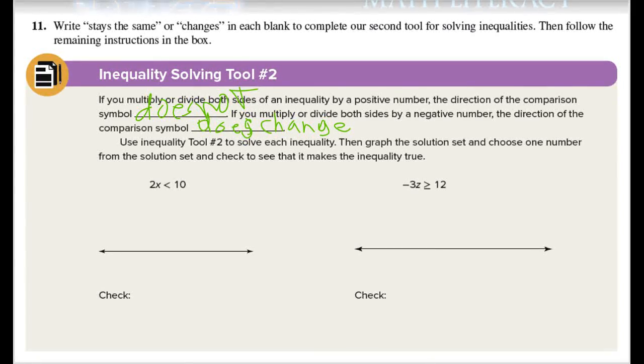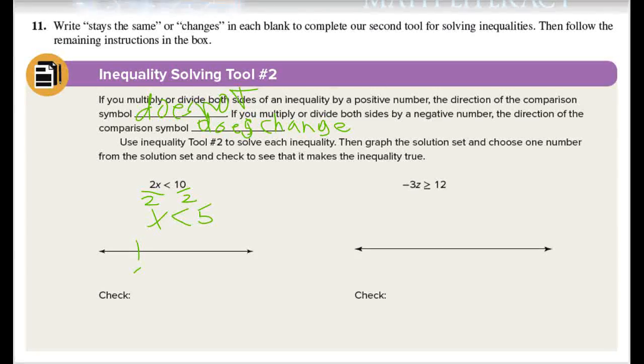So we're going to use that now to solve these inequalities. Divide both sides by 2 to get x by itself. We have x is less than 5. We go back in and check. First thing less than 5 is 4. 2 times 4 is 8. That is less than 10.